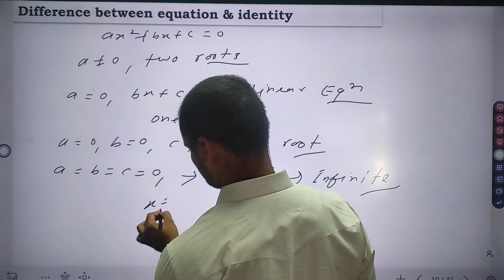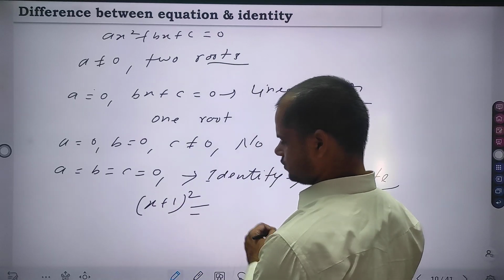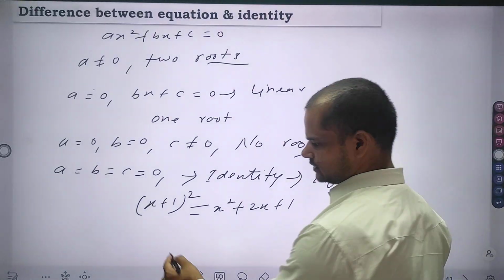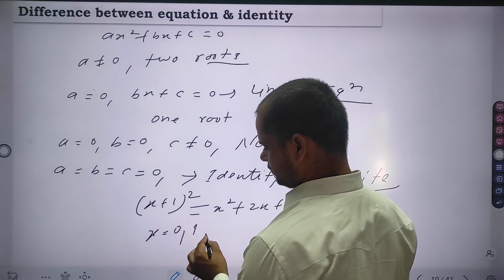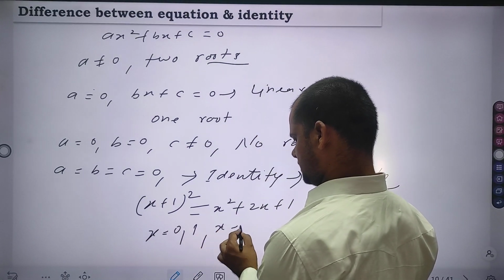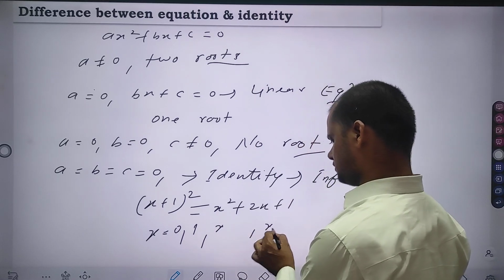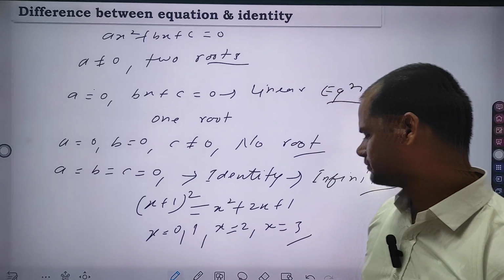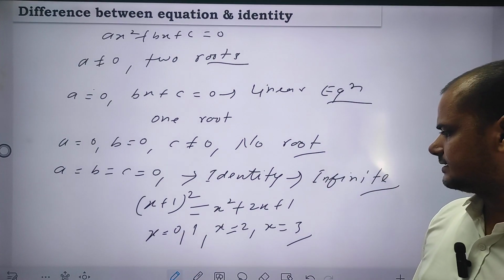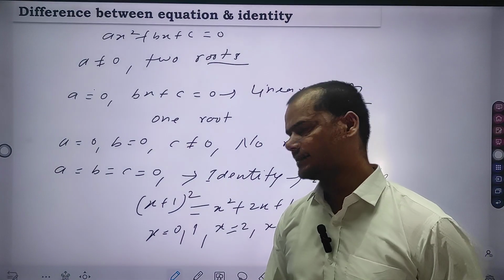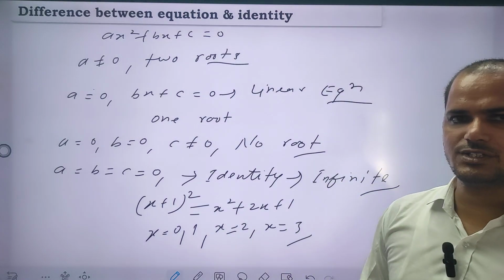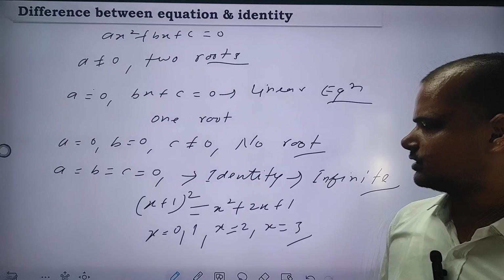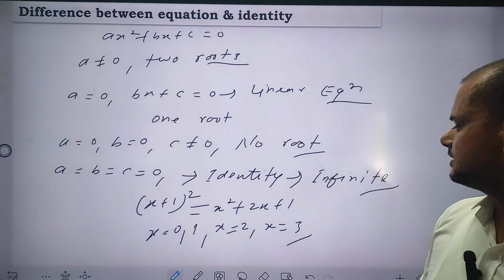Let's see an example. (x plus 1) raised to 2 equal to x square plus 2x plus 1. If we put x equal to 0, x equal to 1, x equal to minus 2, x equal to 3, we can put any value and this satisfies all the values. So we can say this is an identity. And what is the definition of an identity? Any quadratic equation which has more than two roots, that is, 3 or more than 3 roots, is called an identity.